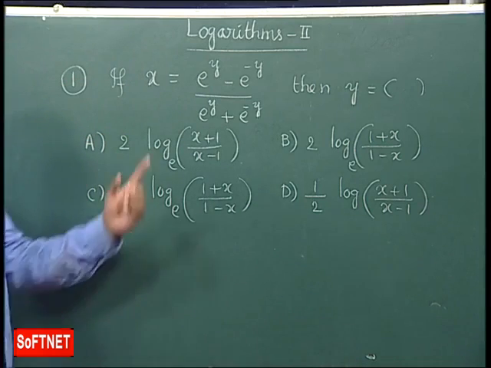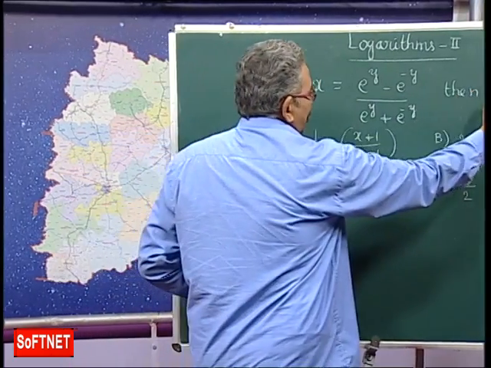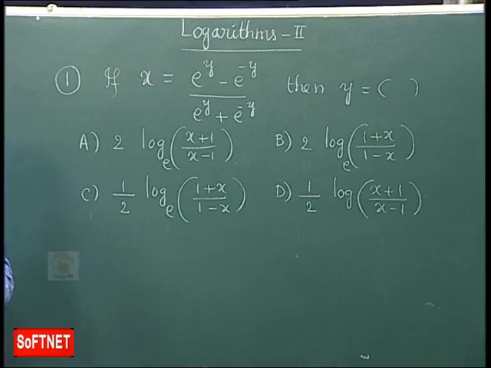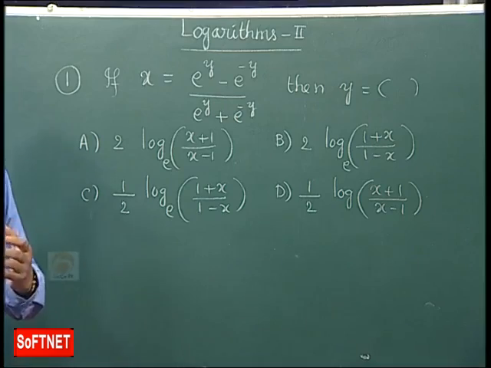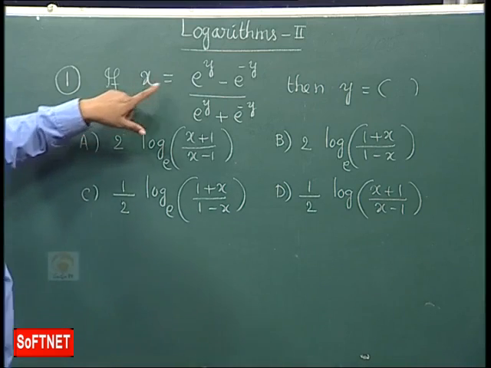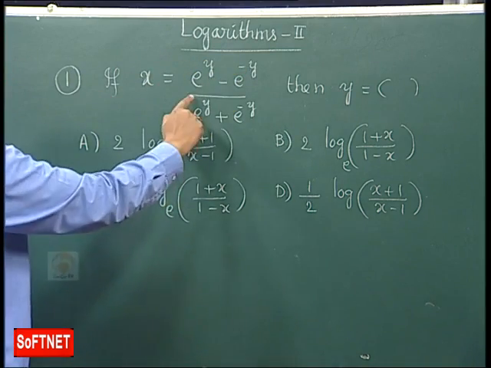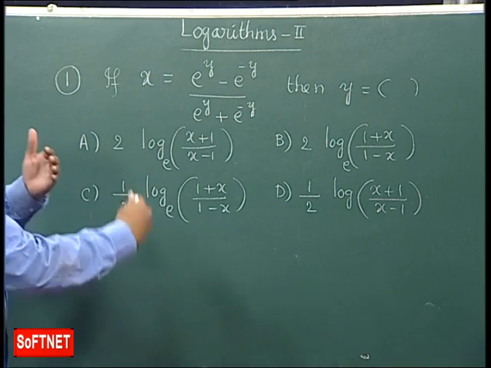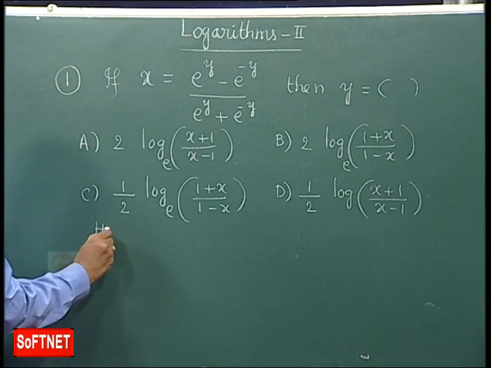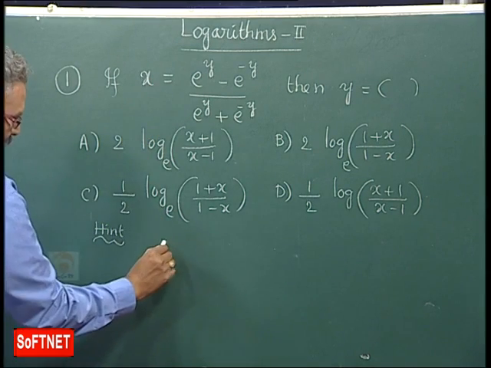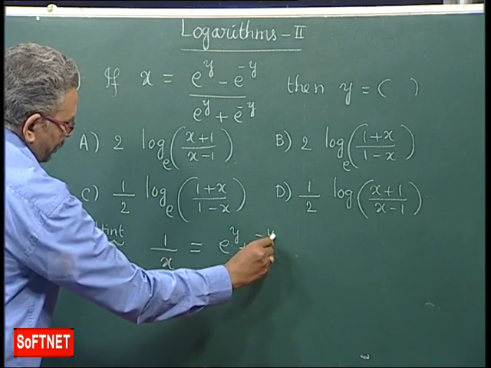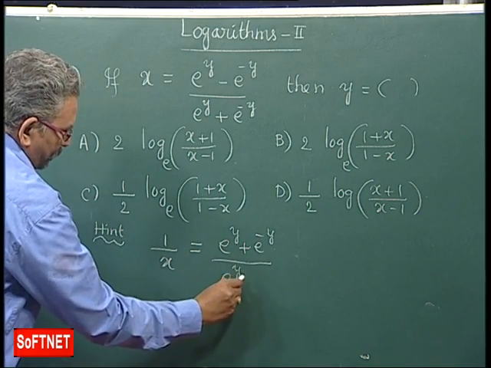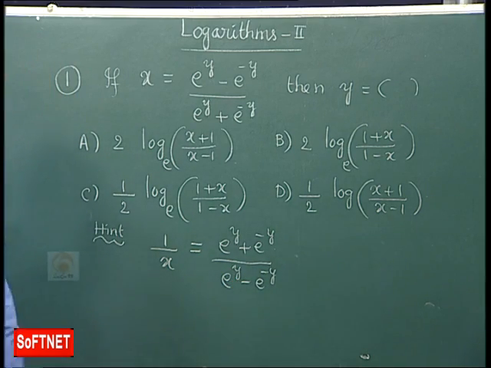Now if you just observe this problem, y should be expressed in terms of x, or y should be expressed as a function of x. So here we have to apply componendo dividendo. This x is equal to e power y minus e power minus y over e power y plus e power minus y. Let us write the reciprocal. So reciprocal means you can write like this, 1 by x equals e power y plus e power minus y by e power y minus e power minus y. Okay, this is the reciprocal.